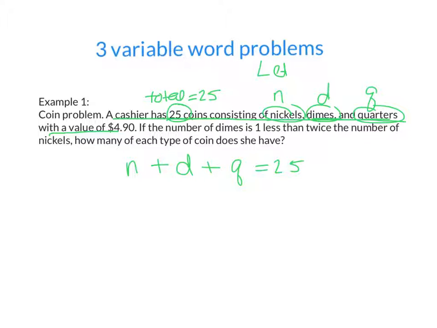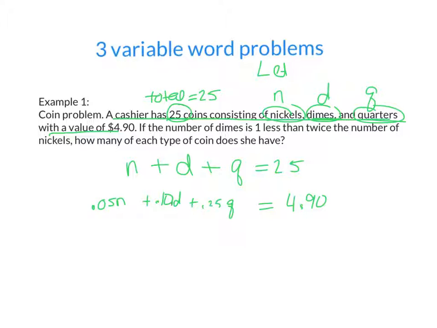Now the next piece of this problem says that she has a value of $4.90 in her register. So that means my second equation is equal to $4.90, and I'm going to have to give each N, D, and Q a value. So I'm going to multiply 0.05 times N plus 0.10 times D, and these are the values of our coins, and then plus 0.25 Q. The reason I'm doing this is because I do not know how many of each coin I have. I'm just multiplying each letter by its value so that I can sum to $4.90.